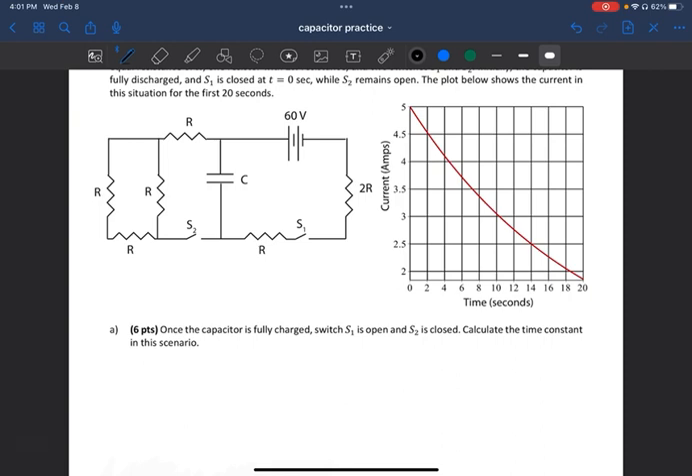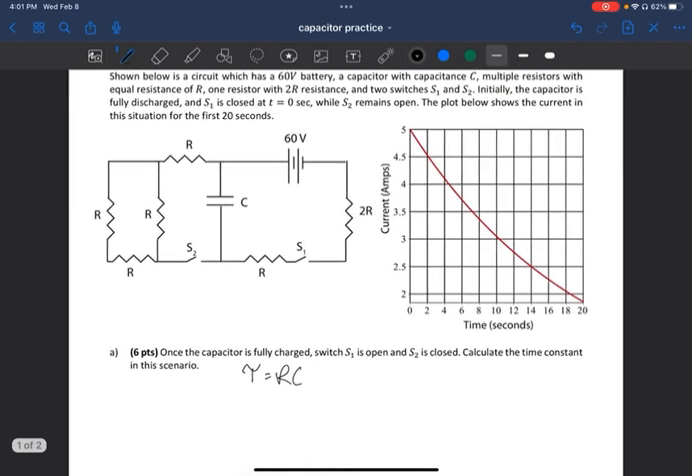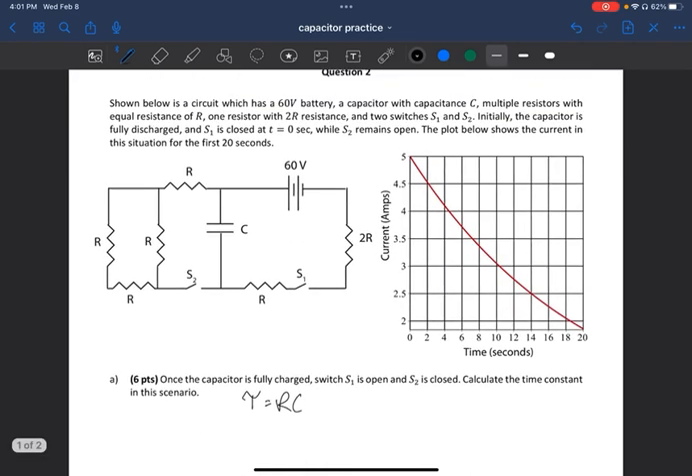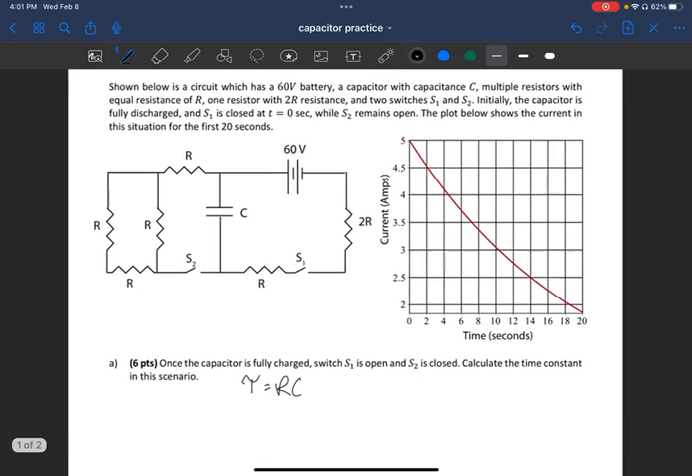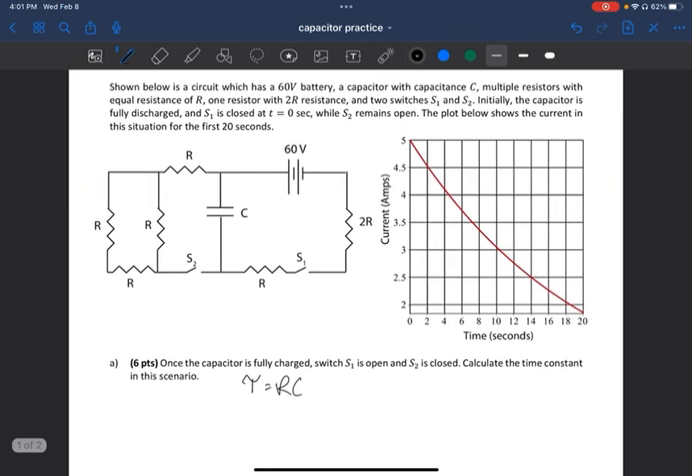Okay, time constant. We know that tau equals RC, right? So what we need to know about this circuit are the value of R and the value of C, the capacitance. Neither of those things are given to us, so we're going to need to do a bit more work. That's going to come from analyzing the situation of the capacitor charging, where we do have some information. So let's take a step back and look at that.